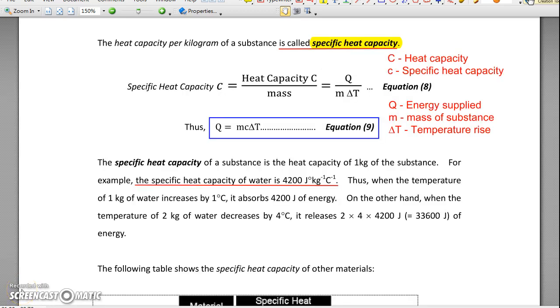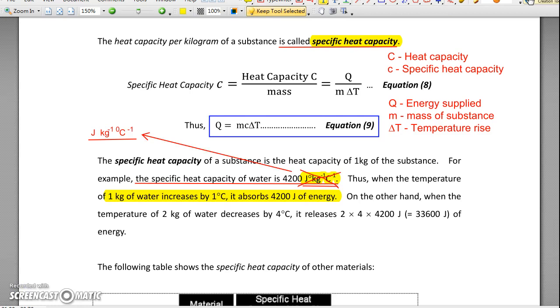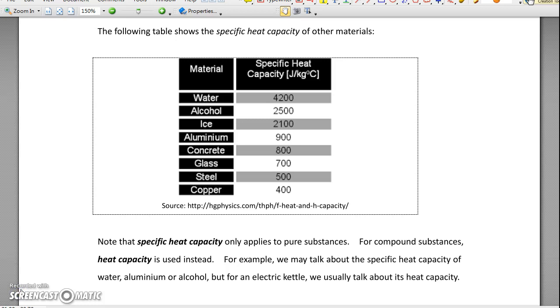For example, the specific heat capacity of water is 4,200 joules per kilogram per degree Celsius. And what does that mean? That means for 1 kilogram of water, it absorbs 4,200 joules of energy to increase its temperature by 1 degree Celsius. The specific heat capacity of water is relatively high when compared with other substances.